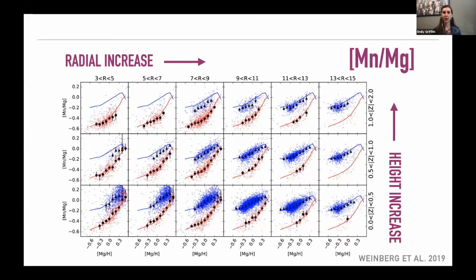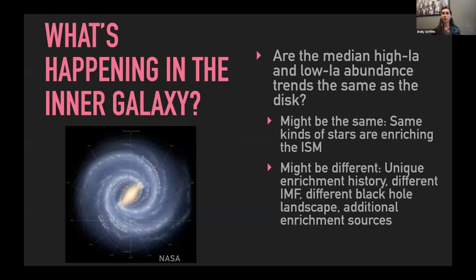The Weinberg paper has only looked at the APOGEE disk, like I said, and they only go to an inner radius of 3 kiloparsecs. So a question that I have asked is what's happening in the inner galaxy? Is this consistency staying the same as we approach the bulge? And going into this project, we didn't know what the answer was going to be, right? We had a couple of predictions. It could either be the same as we'd seen for the disk. That might be because the same kinds of stars are enriching the ISM. Core collapse and type 1a processes are contributing in the same ratio as they are in the disk.